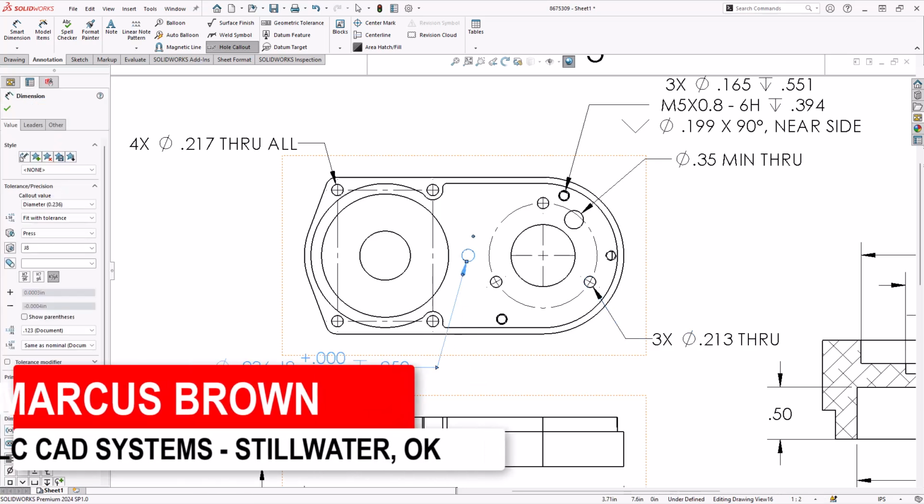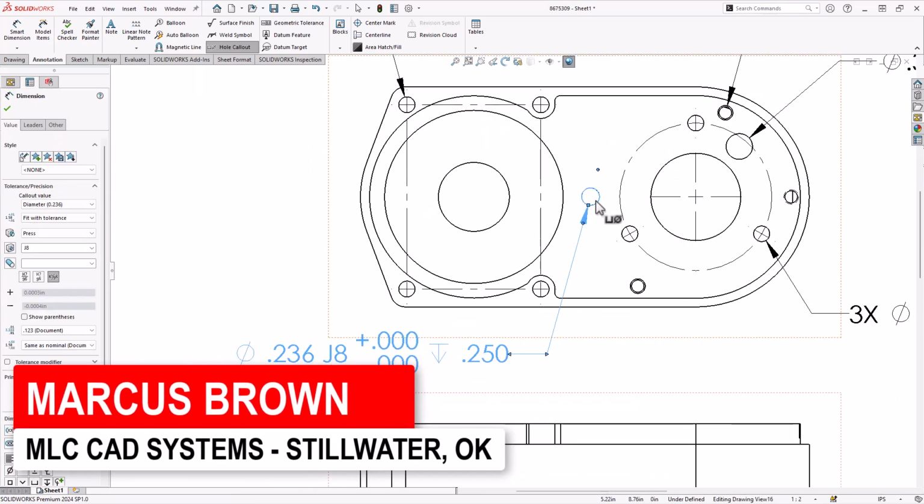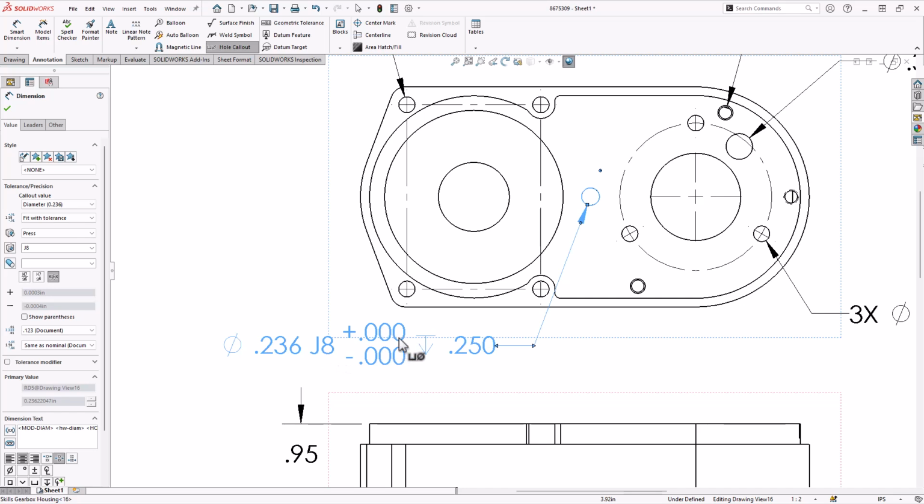Final hole is this dowel pin. This dowel pin hole is a reamed hole, or it's going to be a reamed hole. It has a fit tolerance of J8. A couple things you've got to pay attention to here. This is only 3 decimals, plus 0, minus 0.